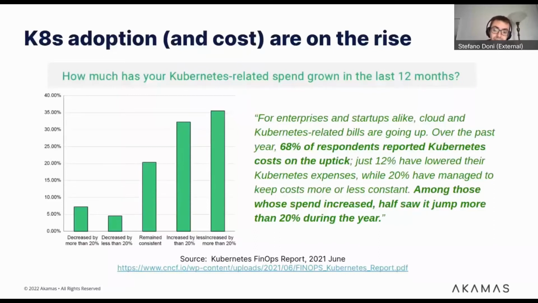And what is very interesting is, what are the reasons for these cost increases? So the report, of course, comments about the fact that Kubernetes adoption is on the rise, so it's pretty natural that costs are increasing. But they are also, in a way, considering the fact that there may be quite a bit of inefficiency in how people are managing Kubernetes today.